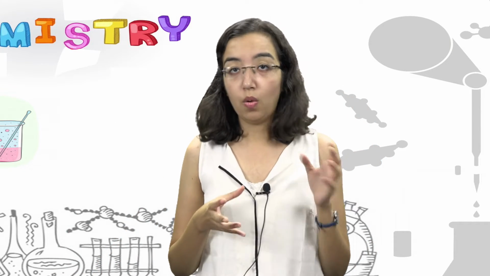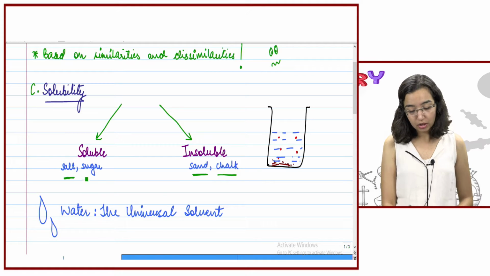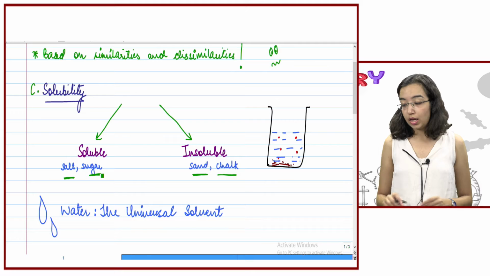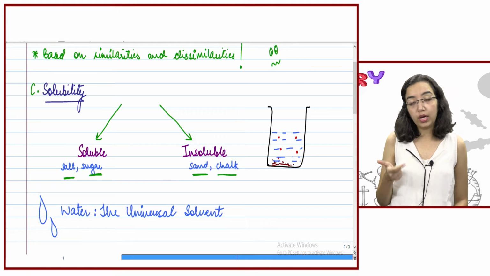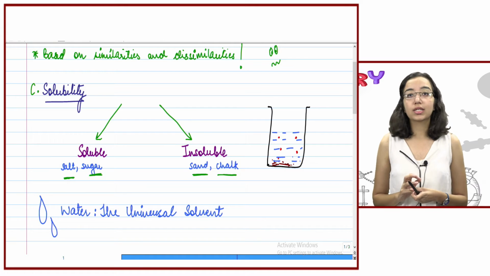So this shows that there are two types of substances. One, which disappear in water when mixed, are called soluble substances. Two, substances which do not disappear and settle in water are called insoluble substances. Examples of insoluble substances are sand and chalk. Examples of soluble substances are salt and sugar. Now since we have water involved and we have salt and sugar, let's get to some words that we normally use to describe these things.